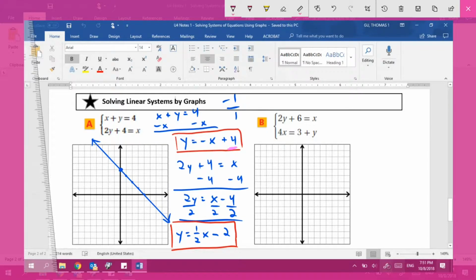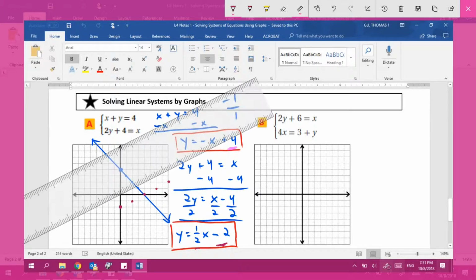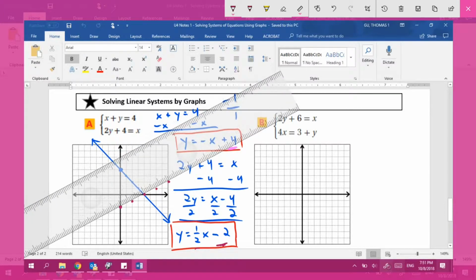All right, we can see the y-intercept is at -2. So I'm going to start right there. 1, 2, down 2 right there. And my slope is 1 over 2, which means I'm rising 1, going to the right 2. So rise 1 over 2, up 1 over 2, up 1 over 2. There's my second line. Connect the points.